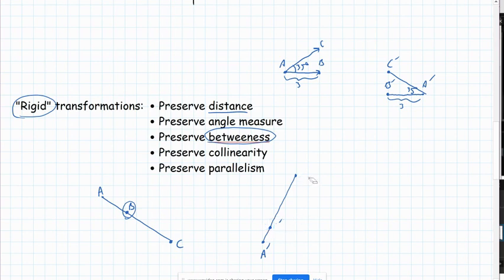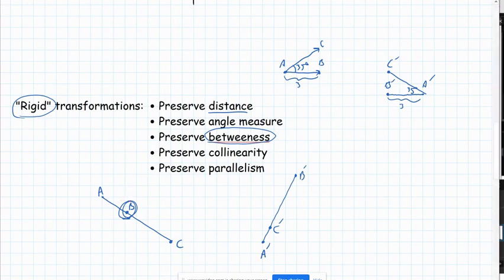However, if point C ended up here and point B ended up here, or B prime and C prime, then in this case betweenness would not be preserved, because B used to be between A and C, but in the image, B is not between A prime and C prime. And so that's called preserving betweenness. Okay, if one point is between two others on the original figure, then the image of that point has to be between the images of the other two points in the new figure.